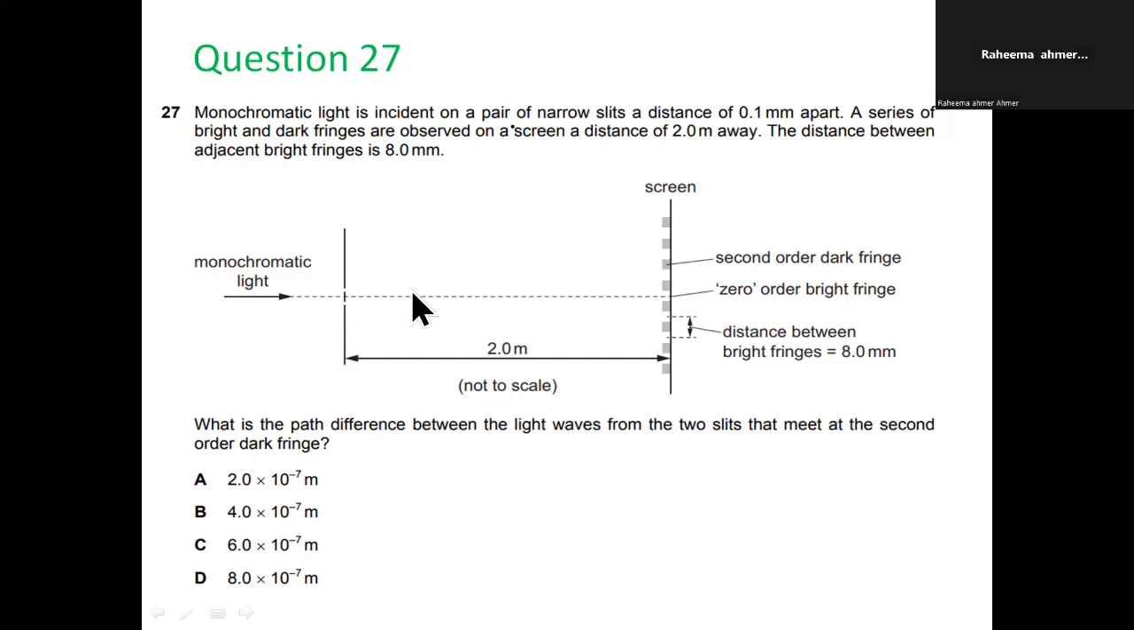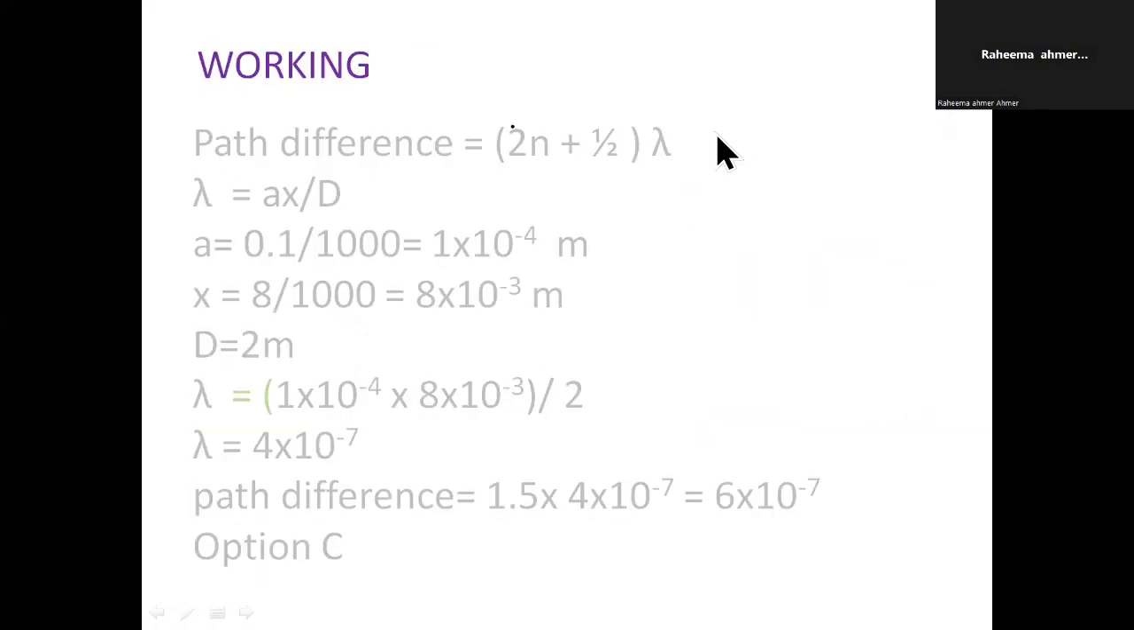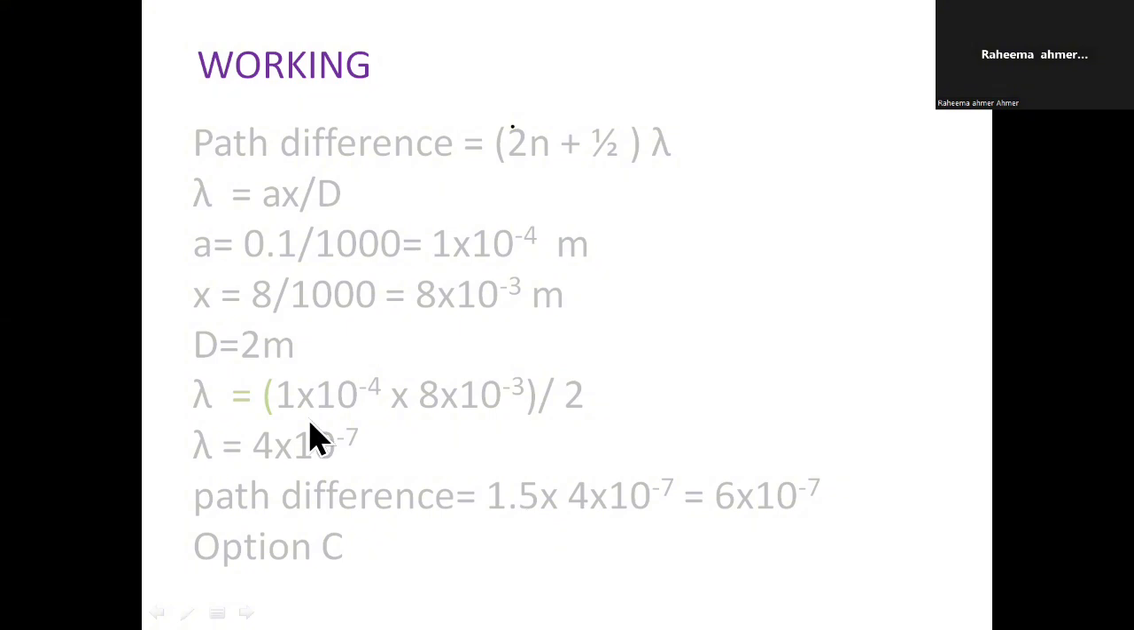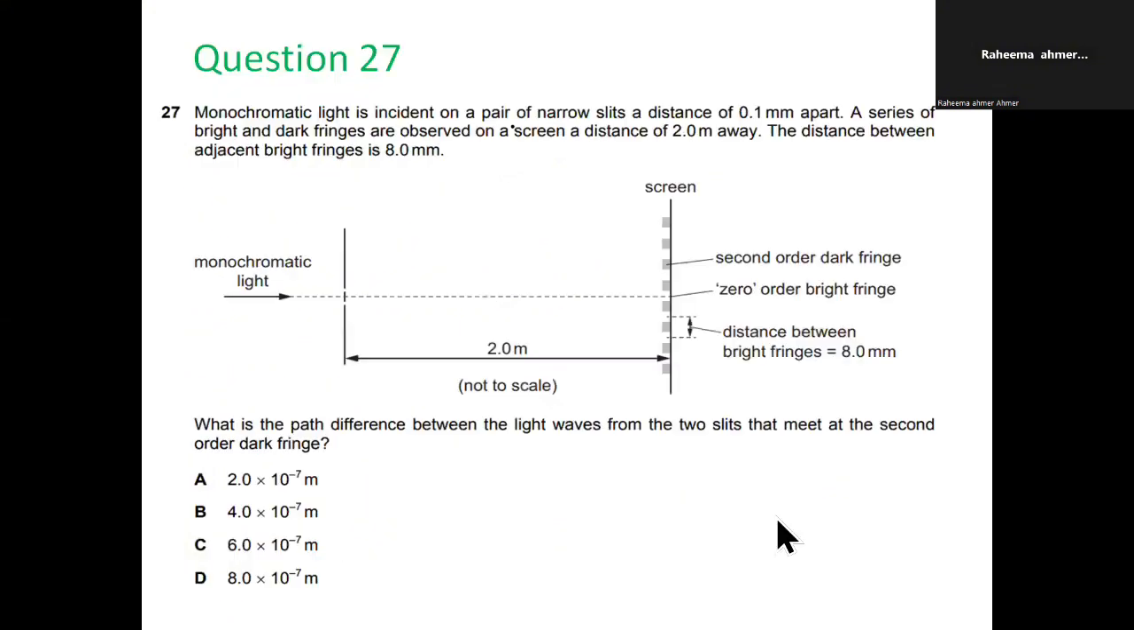D is the distance between the double slit and the screen, and that is given to you as 2 meter. This is already in base unit, so no conversion is needed. Now you would calculate, and lambda is equal to 4 into 10 power minus 7 meter. As I told you before, the path difference is equal to 1.5 lambda. So 1.5 into the value of lambda would give you 6 into 10 power minus 7. So option C is the correct answer.